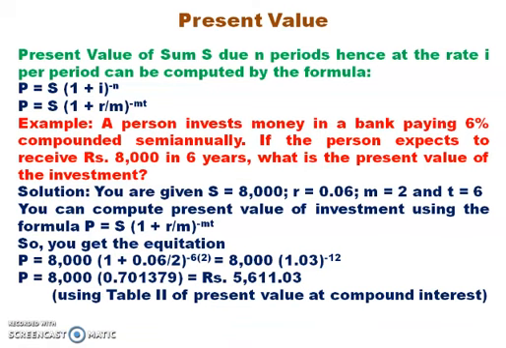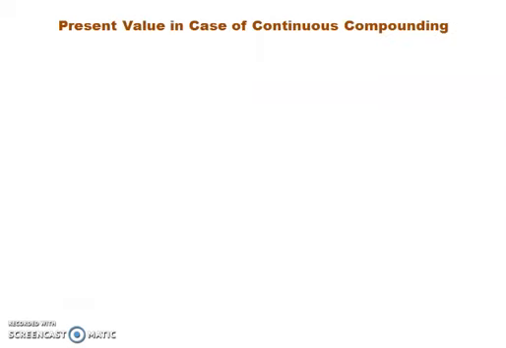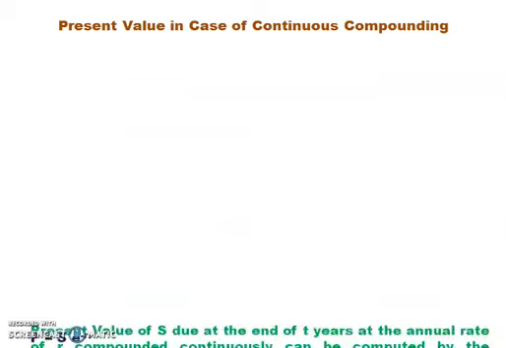The value of 1.03 raised to power minus 12 you can compute from table 2 of present value at compound interest or using a calculator, and its value comes to 0.701379. When you use this value, you get P is equal to rupees 5,611.03. Now coming to present value in case of continuous compounding.